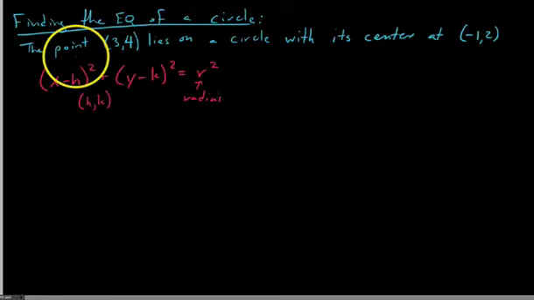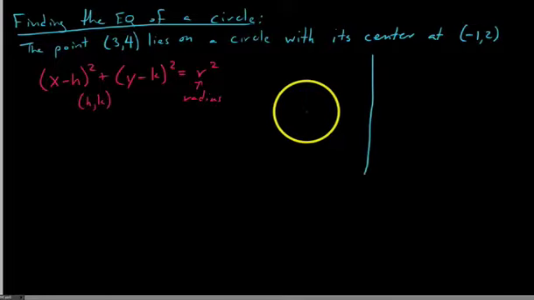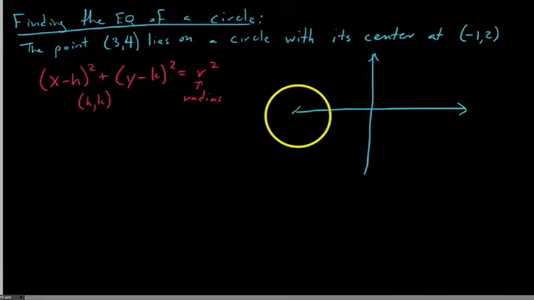Let's take a look at this example that I've listed here. What if the point (3, 4) were to lie on a circle, and it had a center at (-1, 2)? First things first, the most important thing, and people tend not to do this, is to sketch a diagram of the situation. So sketching this, let's start with this.